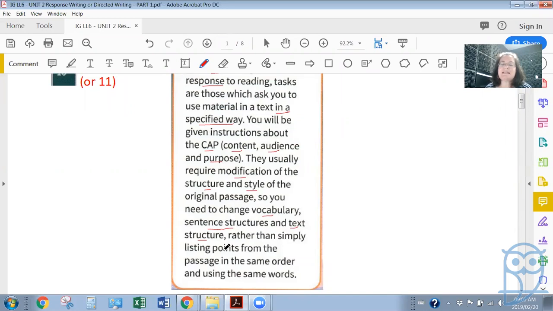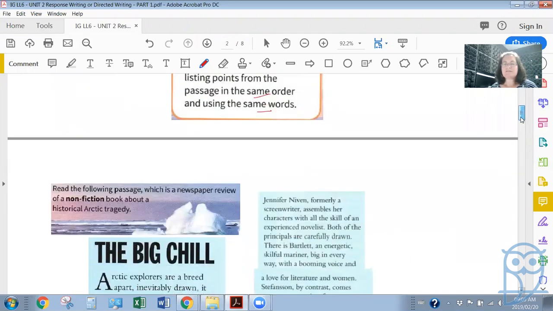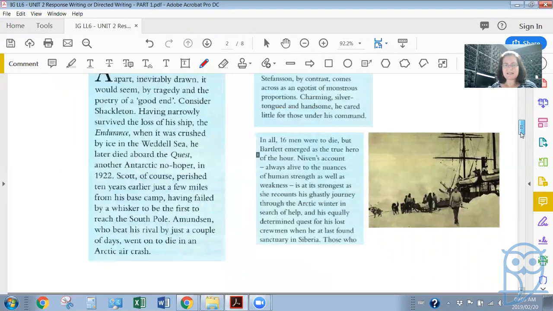Rather than simply listing points from the passage in the same order and using the same words, which doesn't really show your marker that you're capable of doing anything in particular other than copying material. Okay, so you want to avoid doing that. Everything has to be in your own words. Okay. So today I'm going to look at different styles of text. And this is all in your textbook, so don't worry, you can find it in there.